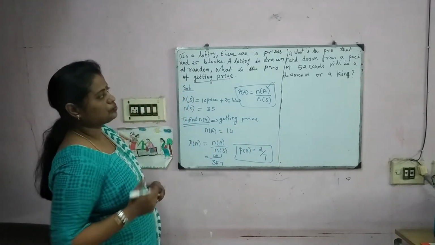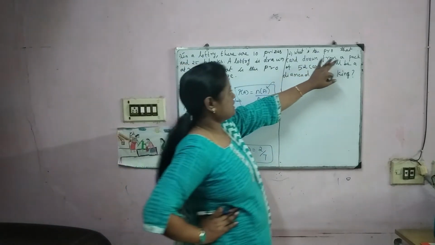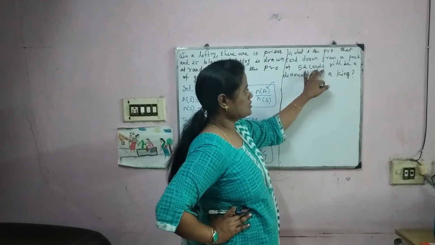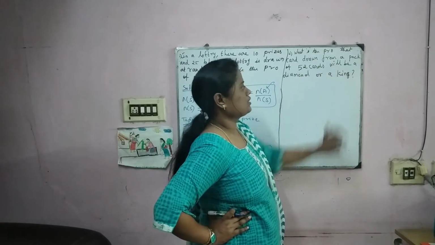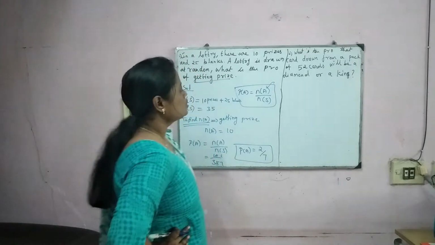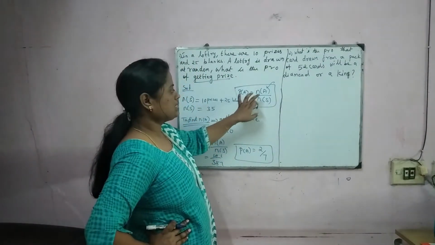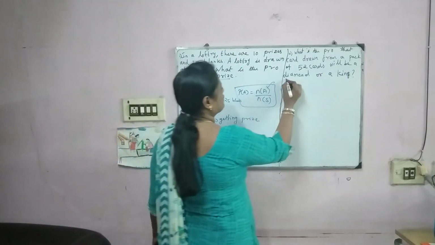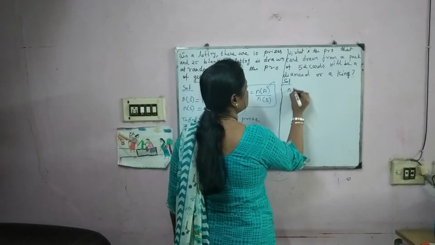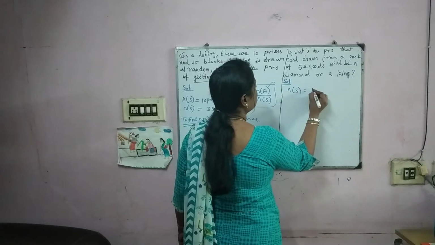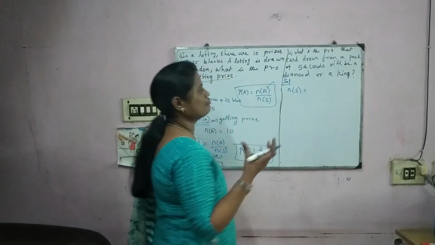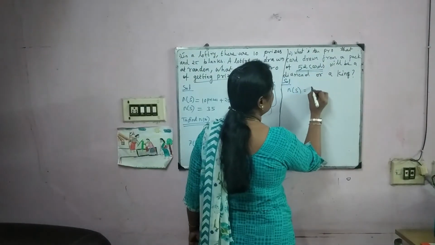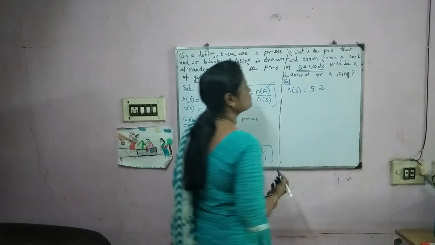Next we'll see another problem. What is the probability that a card drawn from a pack of 52 cards will be a diamond or a king? Whatever it may be, the probability is N of A divided by N of S. In this solution, first find N of S, which is nothing but the total number of events. How many cards will be there in total? 52. So the total number of events is 52.